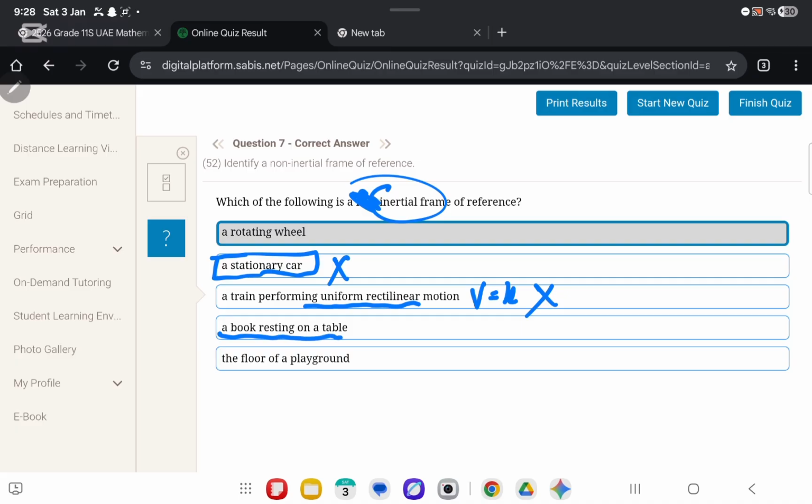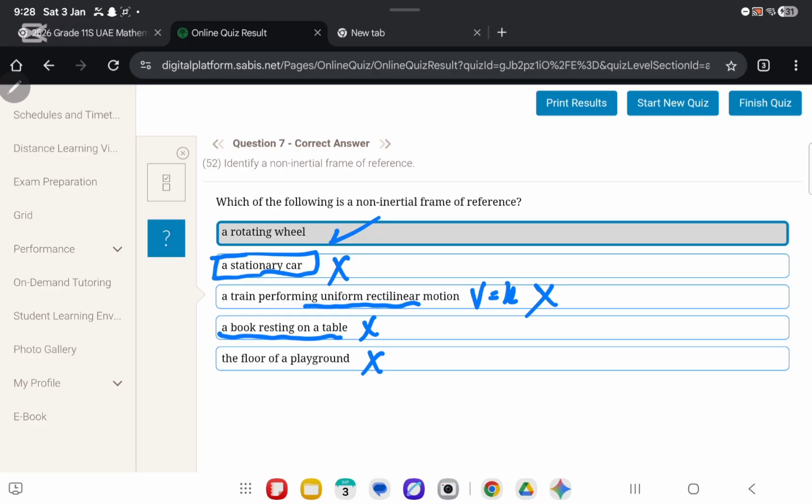A book resting on a table, as I said, is stationary or moving at a constant velocity. This is stationary, so this is inertial. The floor of a playground is not moving anywhere, last I checked. So this is inertial. This is non-inertial, however: a rotating wheel. It is moving, but not only that, it is moving like this, and it's obviously going to rotate at a different rate every time. So this is a non-inertial frame of reference.